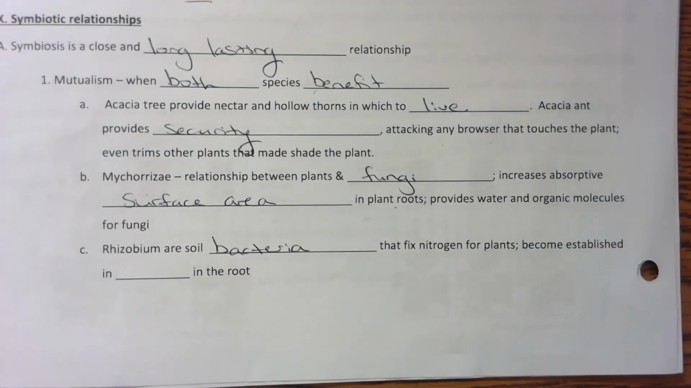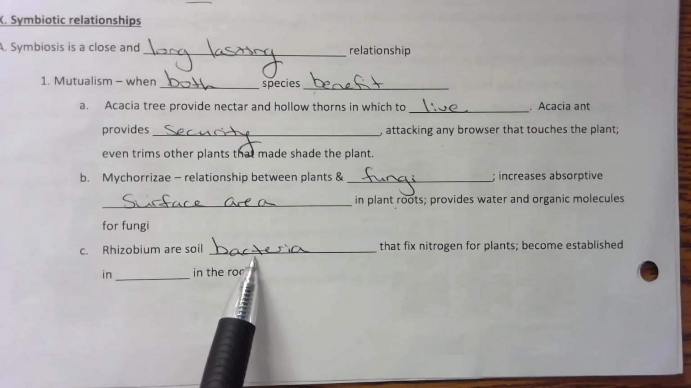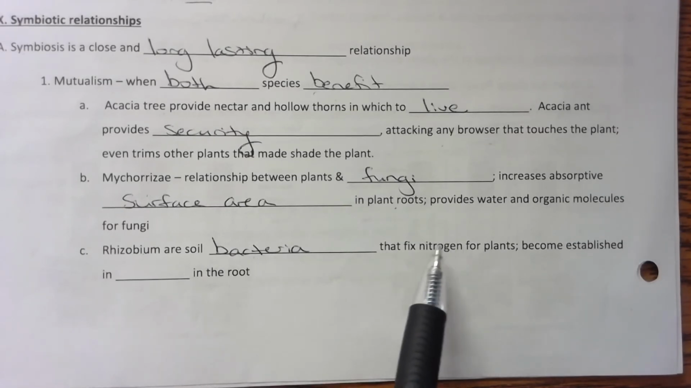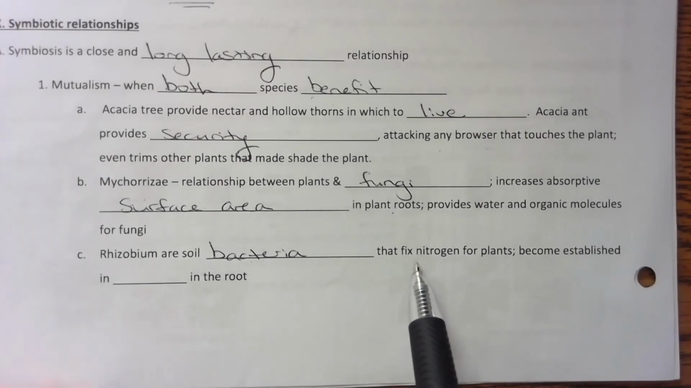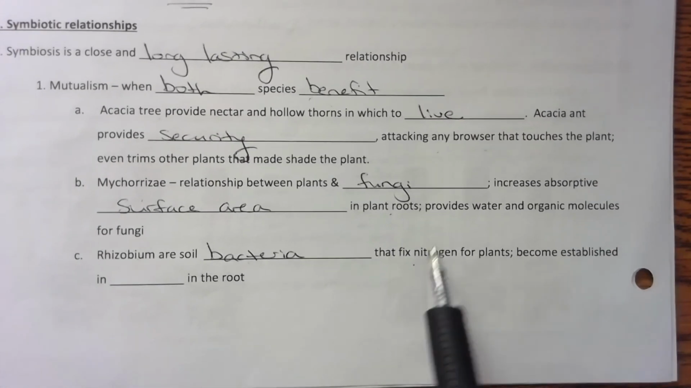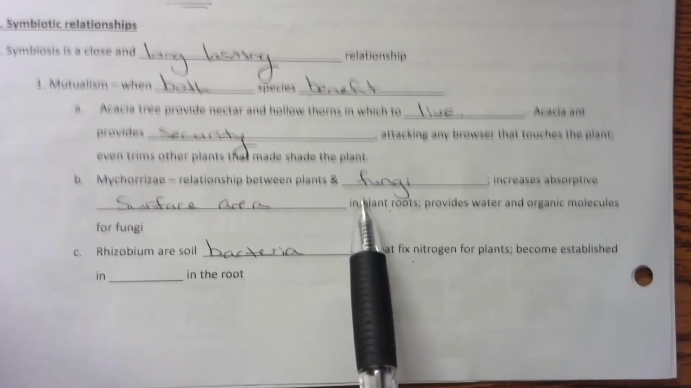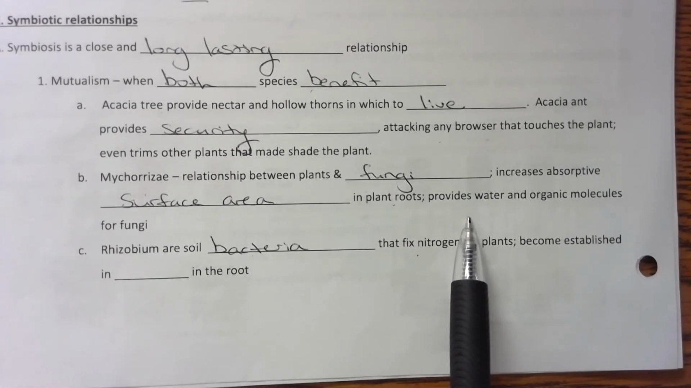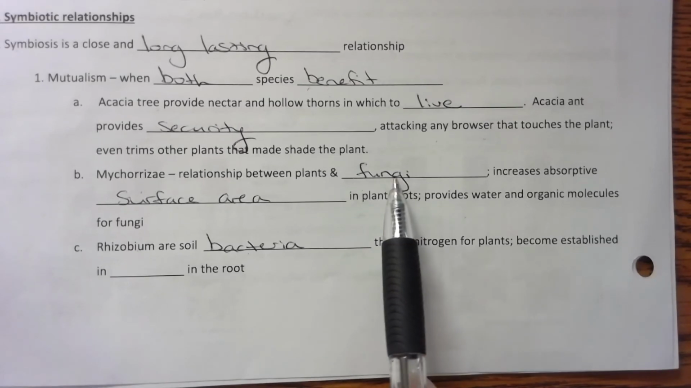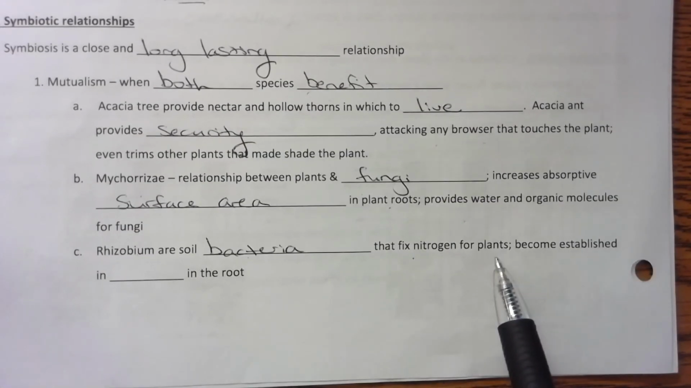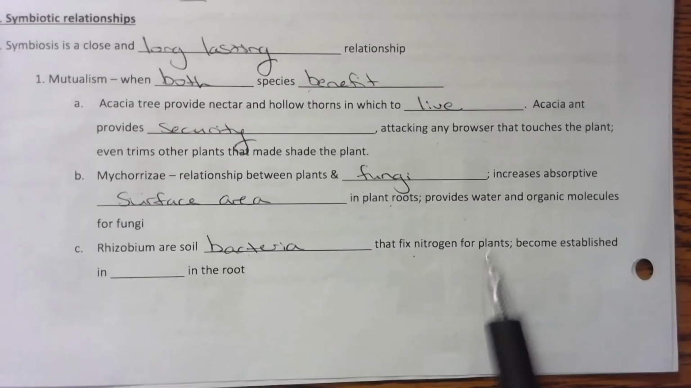Finally, the last one is a bacteria that fixes nitrogen for plants. So just like we talked about carbon fixation, this is the same concept, but nitrogen fixation, that just means you're taking it from one place and putting it in another place. So this bacteria is taking nitrogen from the soil and giving it to the plants to build molecules.